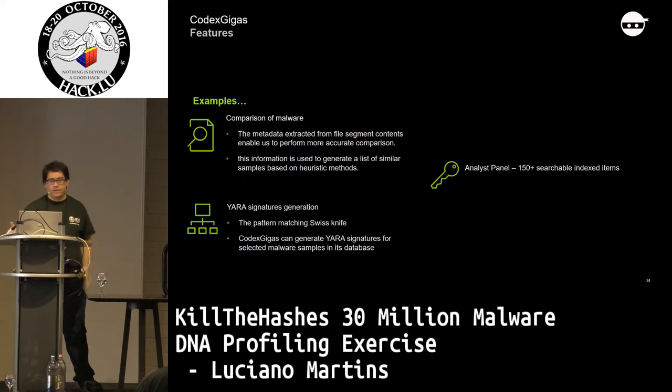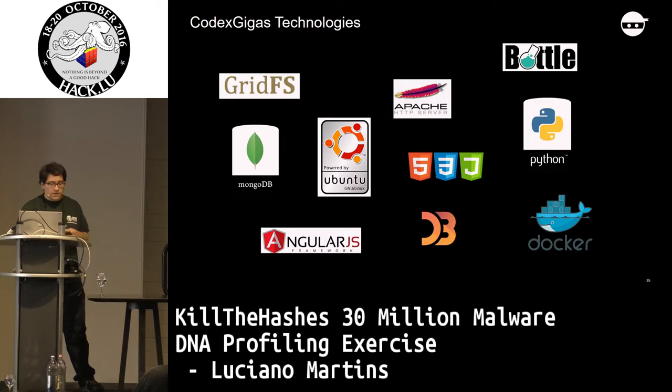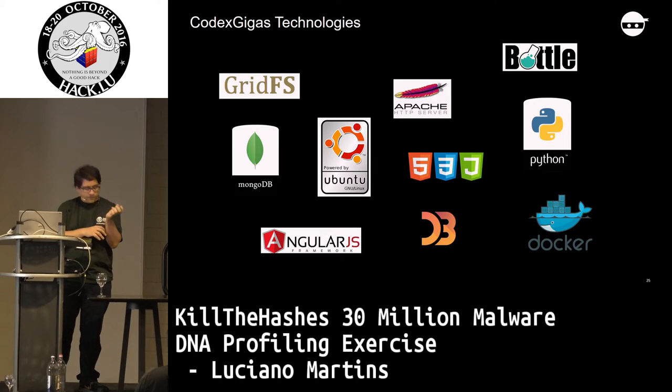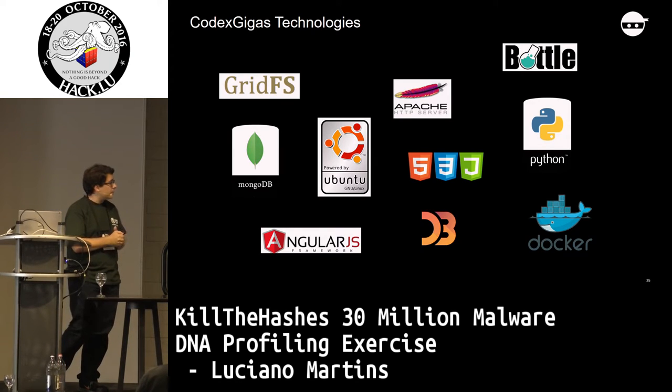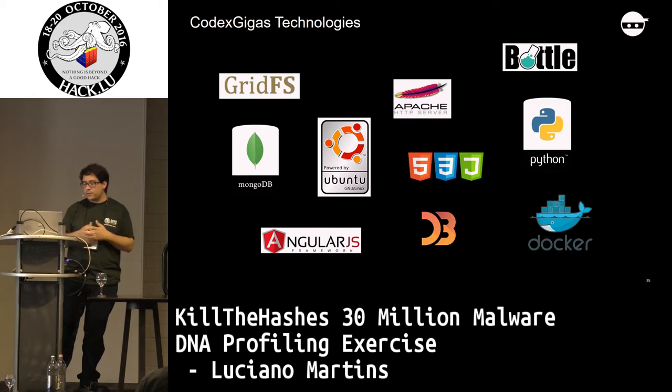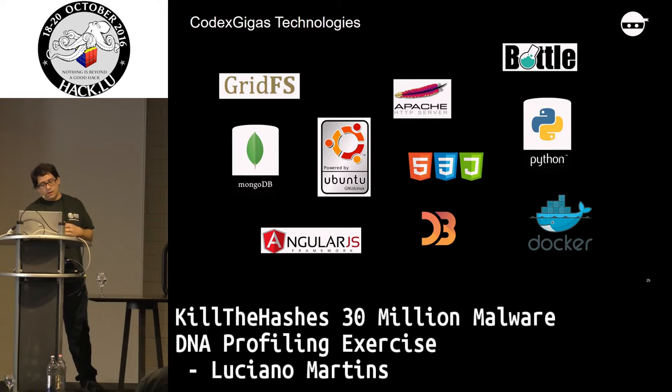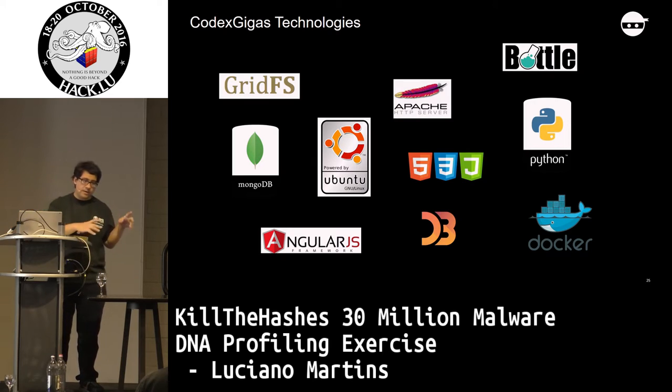searchable index items out of each file. The technology behind it: we use GridFS for storage of the files. We use Mongo, and it's running on Ubuntu. The web is Angular. We use D3 for the graphics, all those bubbles that you saw. We use, of course, Docker for easy deployment and implementation. It's all coded in Python, so you can actually go there and do whatever you want with the code. We use Bottle as the API, and at the very end, we use Apache.